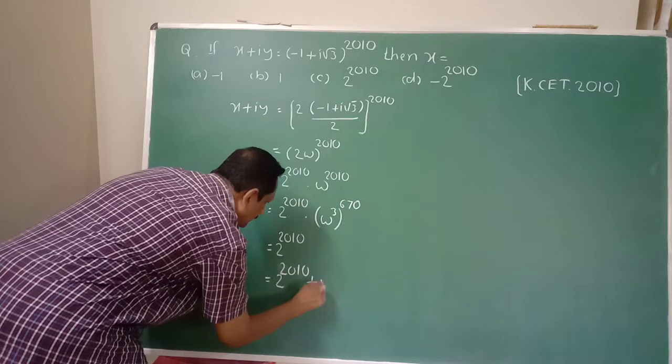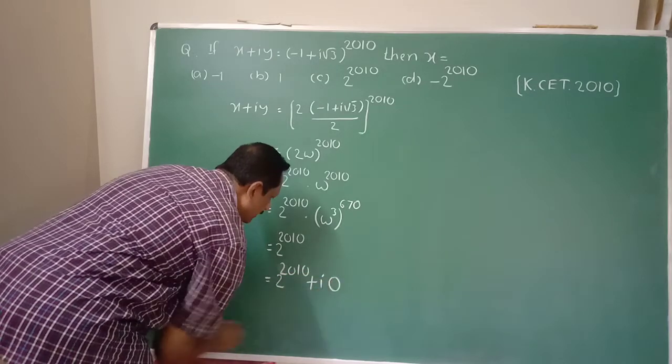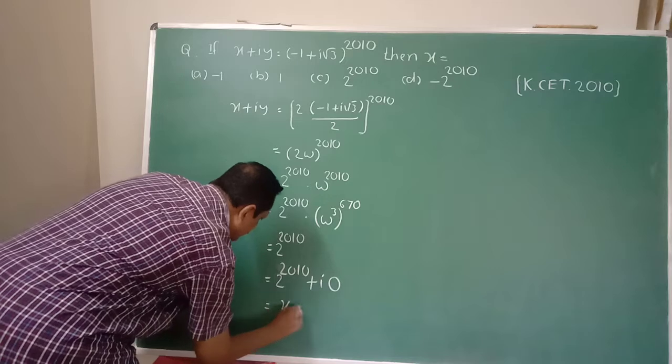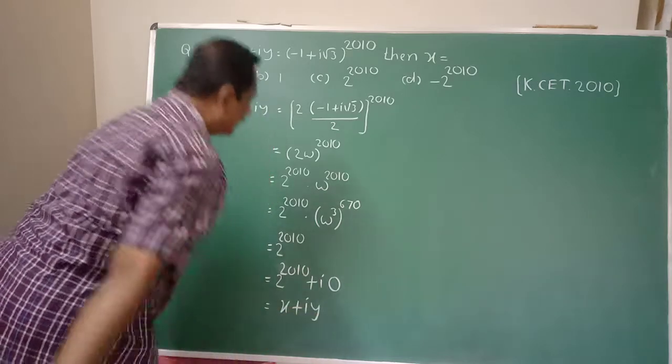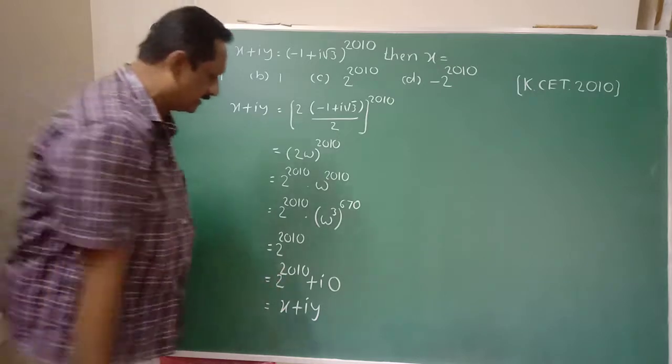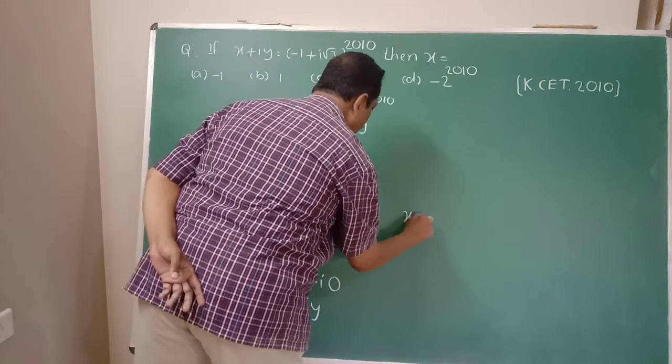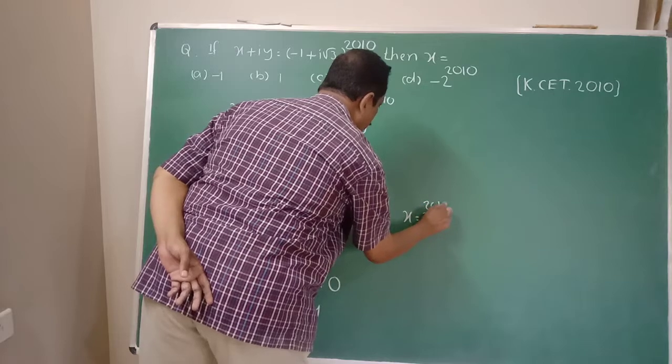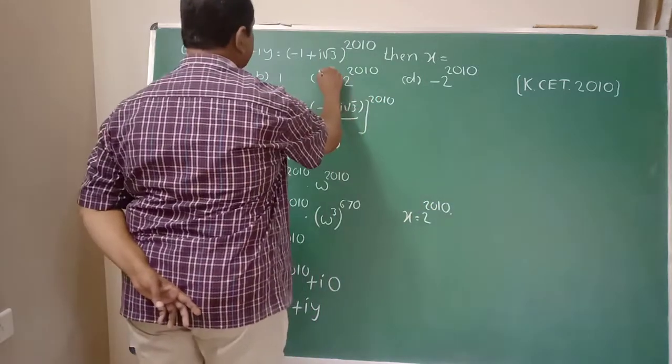plus i into 0. Yes, this is equal to x plus i y. Hence x is equal to 2 raised to 2010. Yes, C is the correct option here.